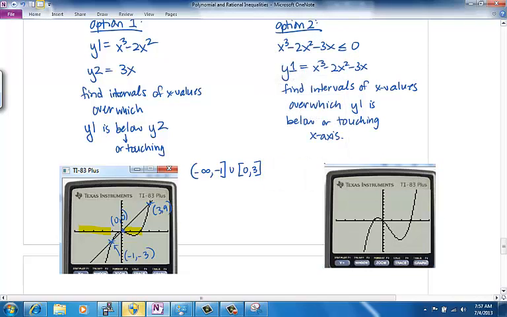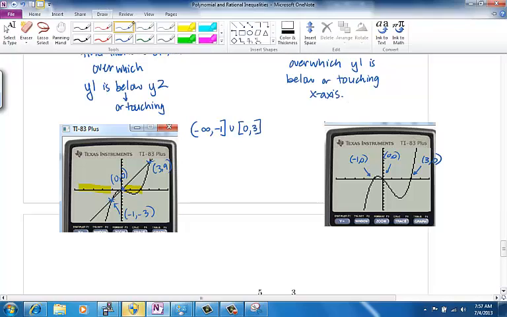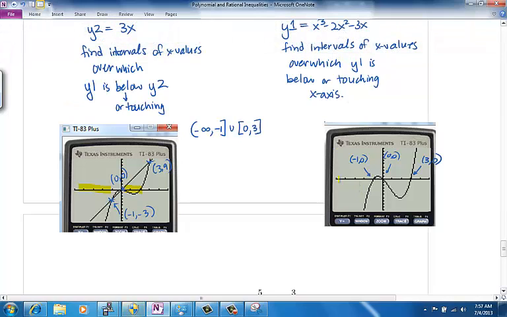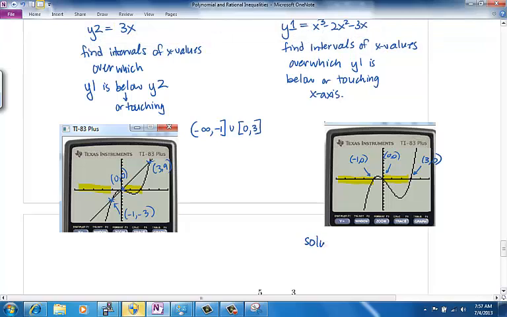So here, again, we could go through and find the zeros, but we know from what we just did that's going to be -1, 0. That's 0, 0. And this is going to be 3, 0. So where the graph is below or touching the x-axis, again, that's just easier to see. That's that stretch and then this stretch. So our solution, -∞ to -1 together with 0 to 3.